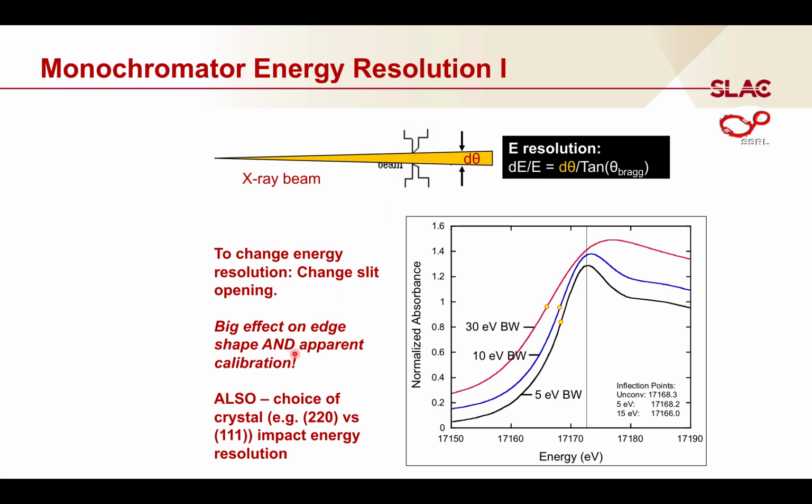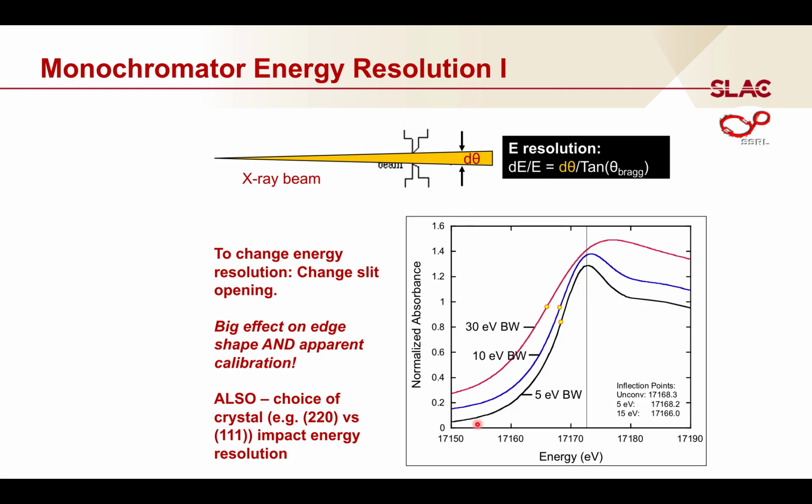The main thing to say is that if you want to change the energy resolution, you can open or close these vertical slits. It has a huge effect on the edge shape and the apparent calibration, at least it can. So you have to be very, very careful when you do this. In particular, you want to make sure that you are comparing apples to apples. When you come to successive beam sessions on different dates, you really want to set these vertical apertures to always be the same so that you can compare spectra.